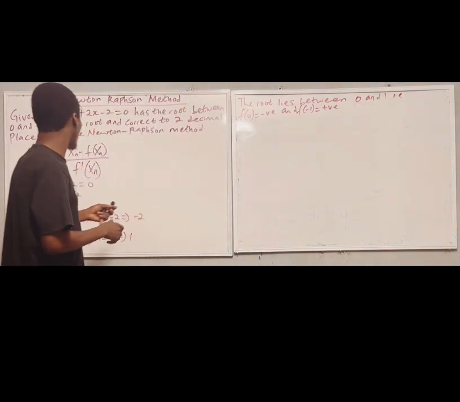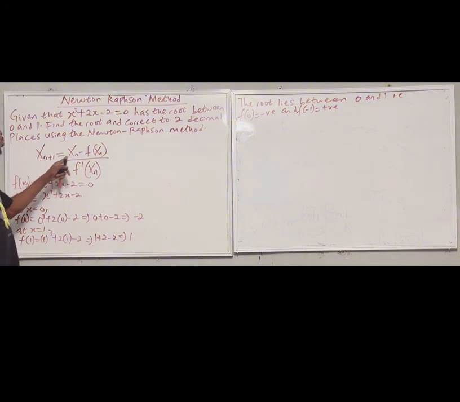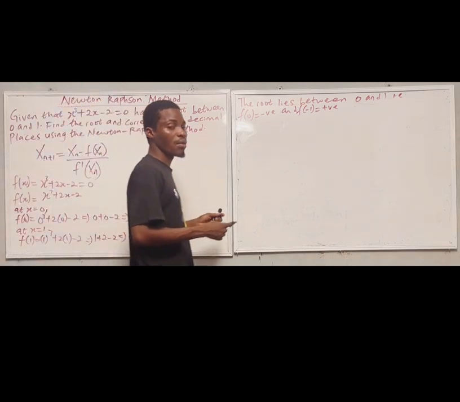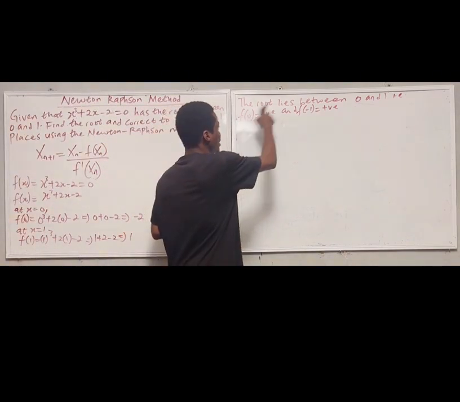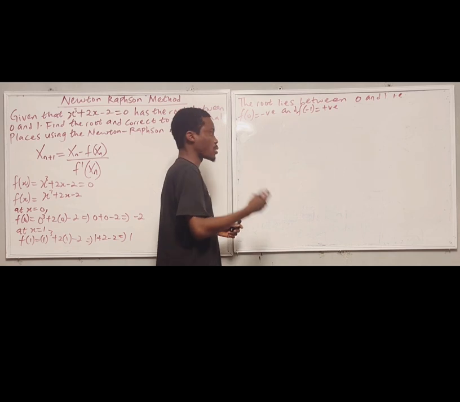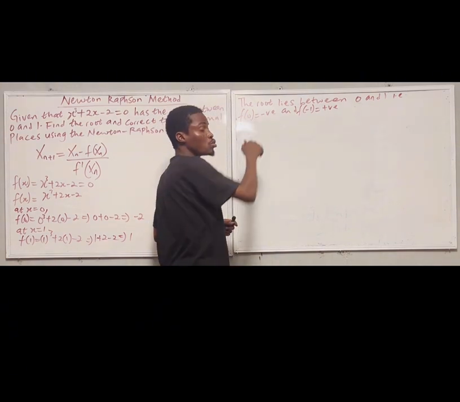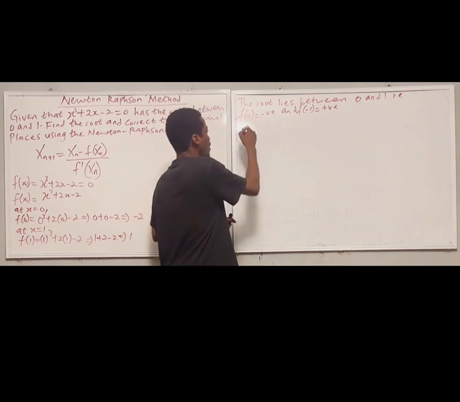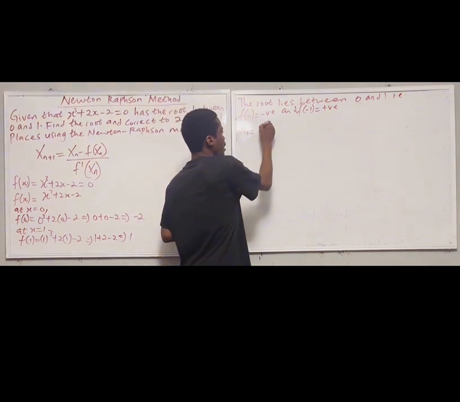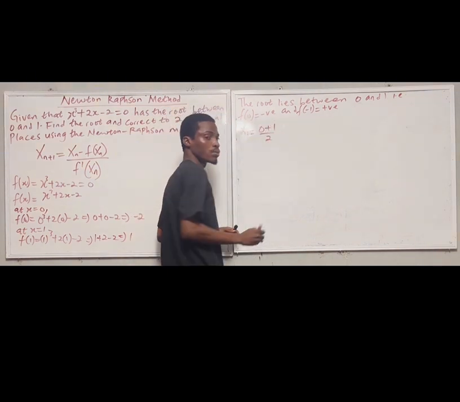Remember that next we have to compute x_{n+1} = x_n minus f of x_n. So how can we get this one? I have to find my first approximation, x1. Since the root lies between 0 and 1, to get my first approximation I have to find the midpoint. That is, my x1 will be 0 plus 1 all over 2.